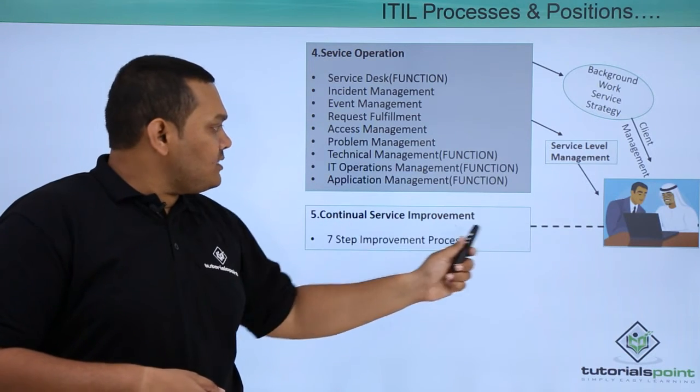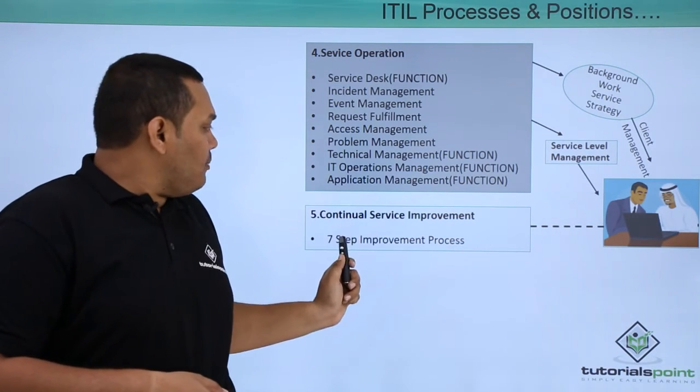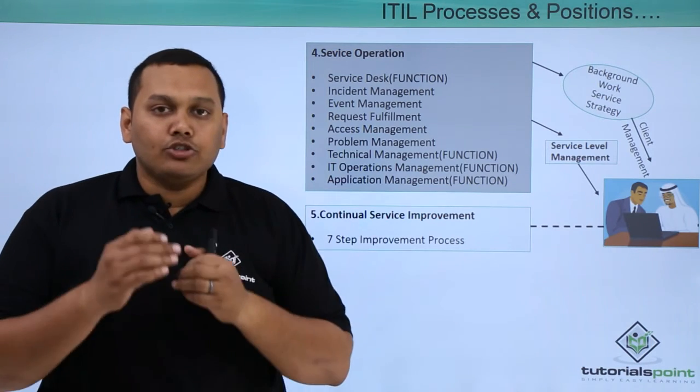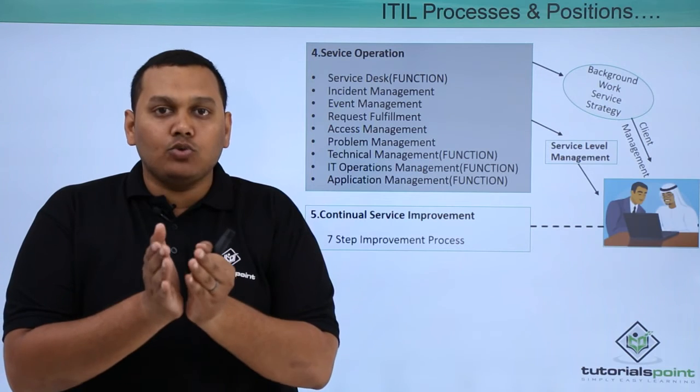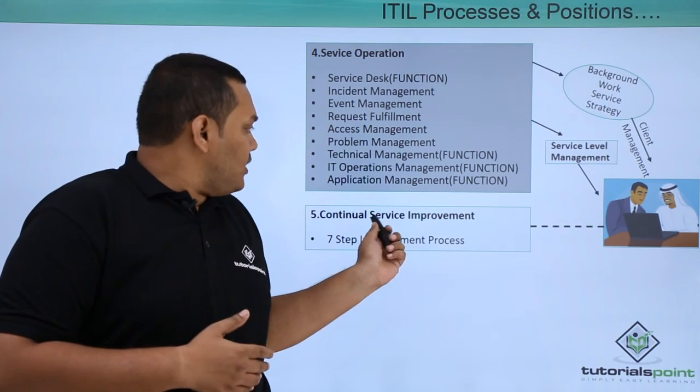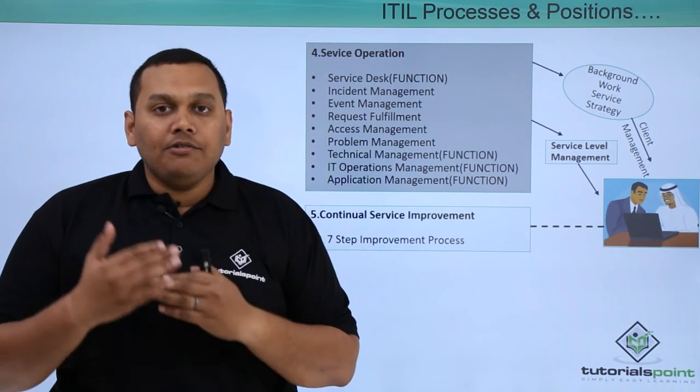In the last phase, the client level management will perform the 7-step improvement process every month, so that the service is delivered to their clients in a proper way, so that the continual service improvement happens in the 5th phase.